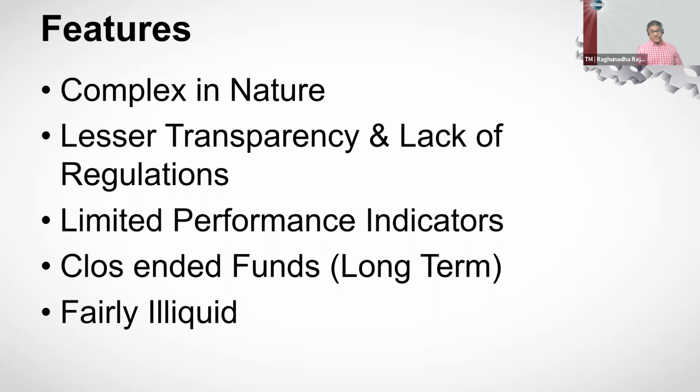And then limited performance indicators. For example, let us say how the US dollar is doing against the Indian rupee, or how the euro is doing against the USD, or how the banks are performing, or what India is doing. Based upon that, I can look at or forecast how it is going to happen for the country. The performance indicators are available there, but not in alternative investment.